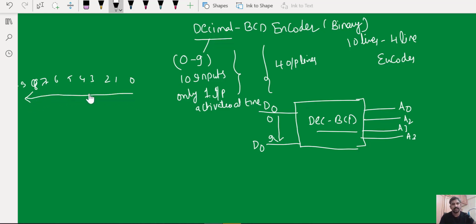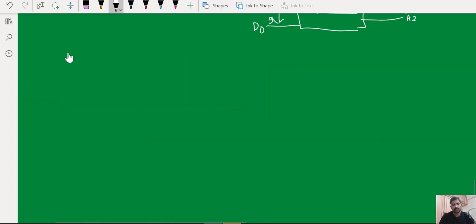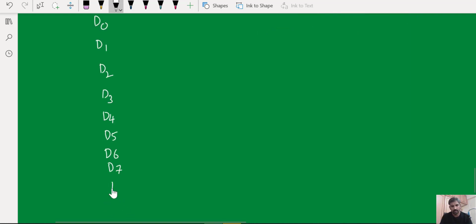As I said, at an instant of time only one input will be enabled, and all the remaining are 0. So I'm assuming that condition directly. Instead of taking a bigger truth table, I'm going to take only D0, D1, D2, D3, D4, D5, D6, D7, D8 and D9. All other combinations are zeros.